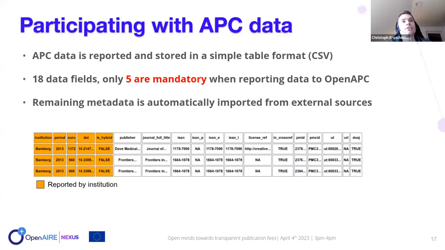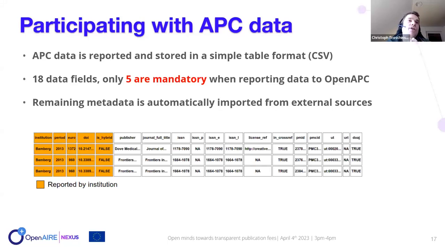So it's the name of your institution, it's a period value, which is the year the invoice for the APC was paid in. Then it's, of course, the amount. We prefer the amount in euro, but you can also send us another currency. We can automatically convert it. Then we have a DOI. That's very important, because the DOI is the main identifier we are using to basically bootstrap our enrichment process. We will have a look at that in a minute.